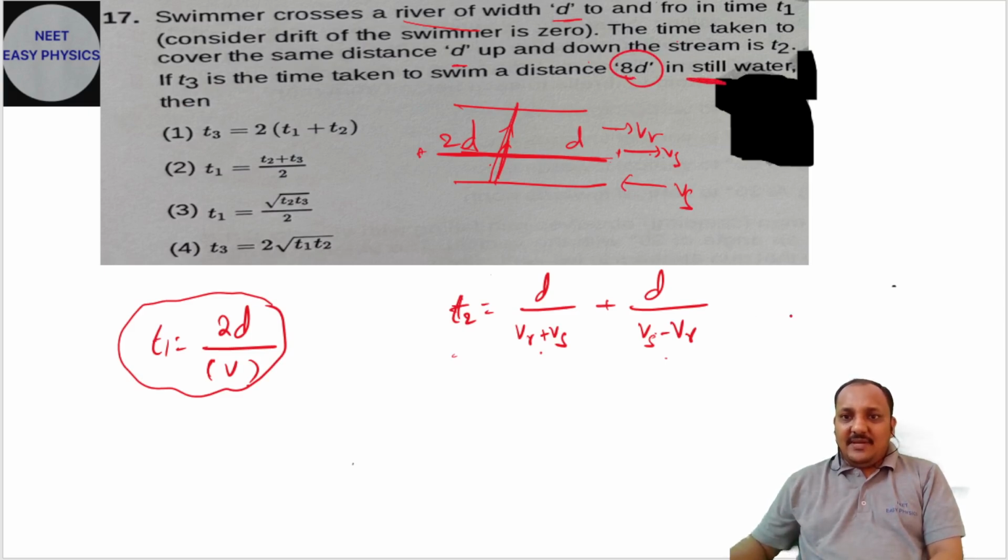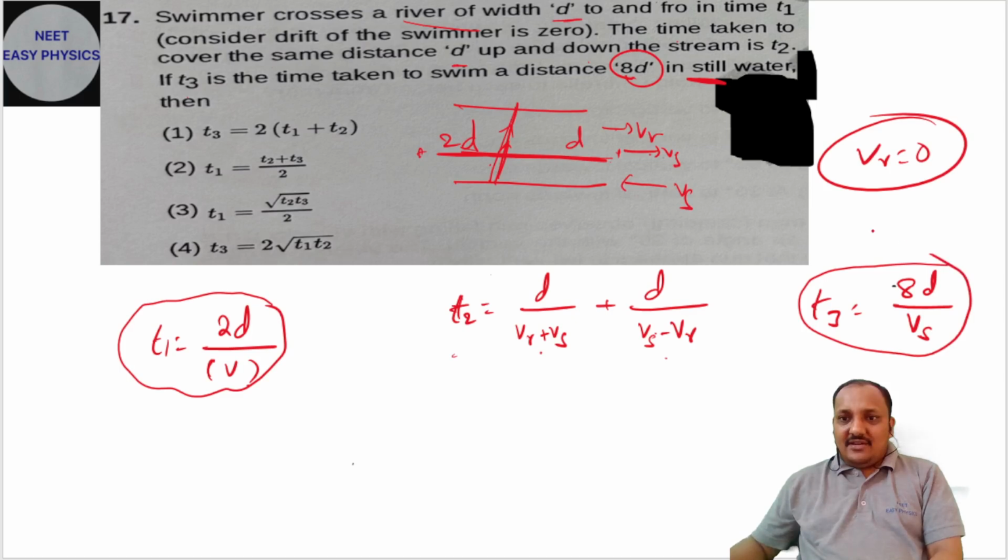Now see here, t3 is the time taken to swim a distance 8d in still water. Still water means velocity of river is 0. So t3 is going to be equal to 8d by velocity of swimmer, only velocity of swimmer, because the river is not flowing. This is going to be three equations.